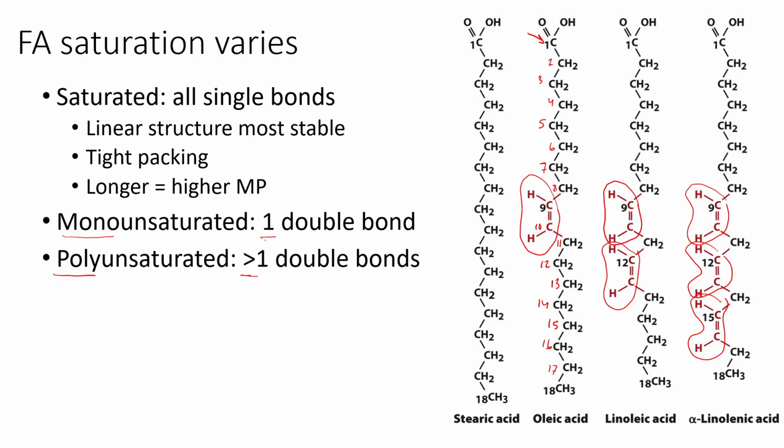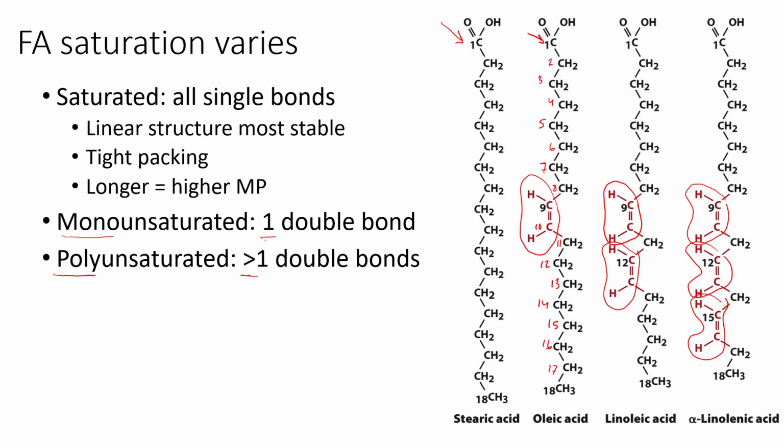When we start to think about saturation, it affects the properties of the fatty acid in terms of how it interacts with other fatty acids. Saturated fatty acids, again, have all single bonds, like our stearic acid here. It is at its most stable when it's in this relatively linear structure that we see pictured here. Remember that all of these single bonds connecting in this hydrocarbon tail have free rotation about those single bonds.